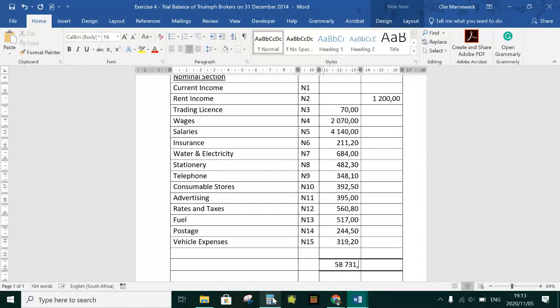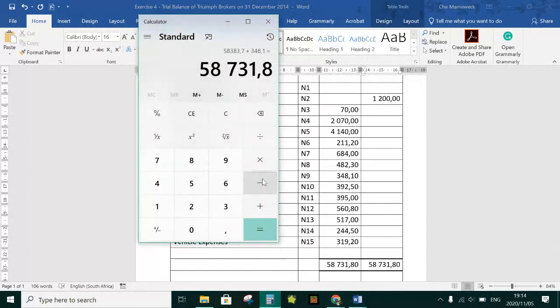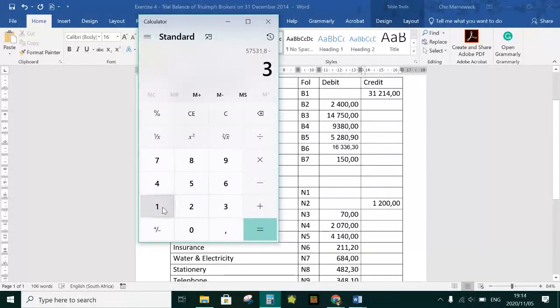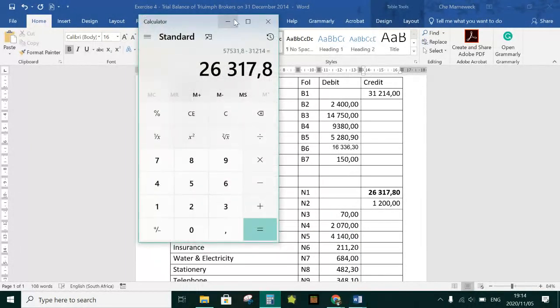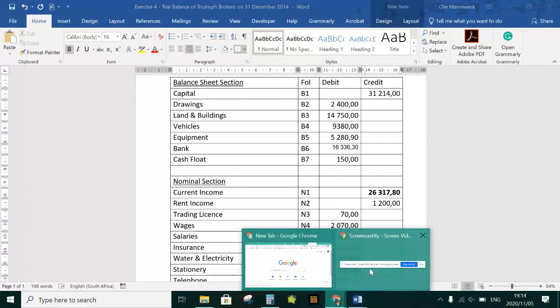58,731.80. Then I subtract 1,200 and 31,214, which equals 26,317.80. 26,317.80. And that's exercise 4 done.